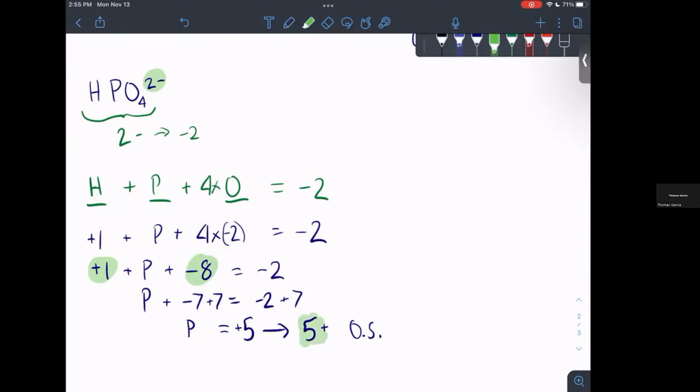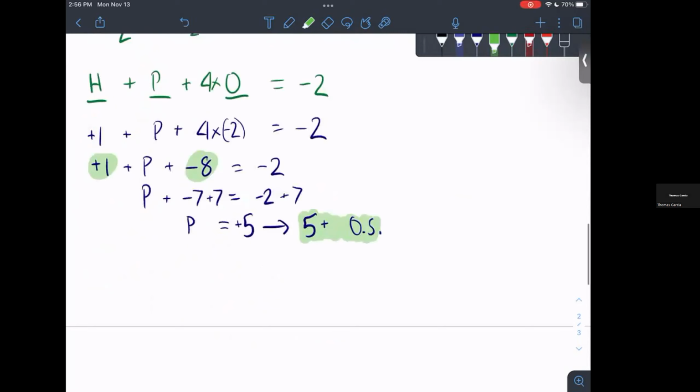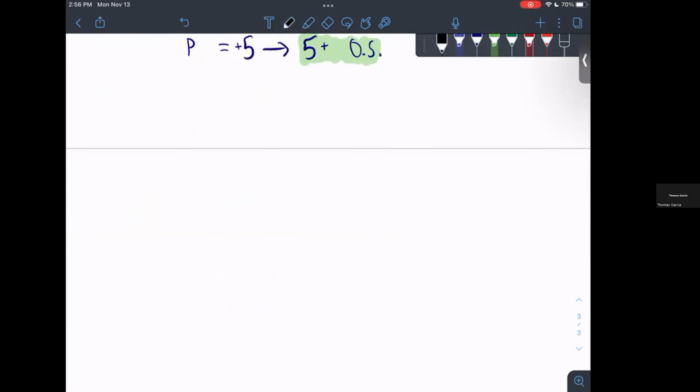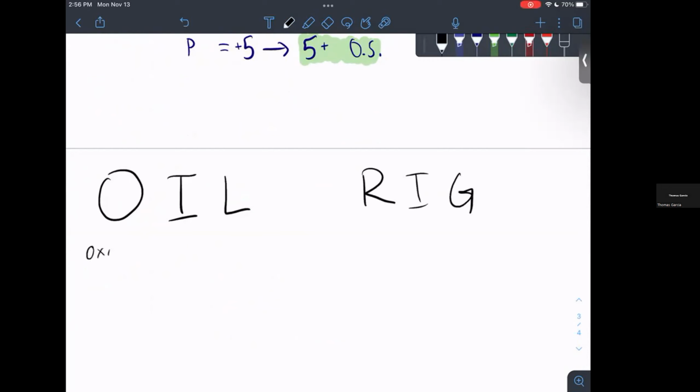So those are the most challenging things you're going to do when determining oxidation states. Now we get to go into actual redox. And as we do, we're going to come to one of the best ways to remember it, OIL RIG. OIL RIG stands for oxidation is loss, reduction is gain. And of course, we are talking about loss of electrons, gain of electrons.